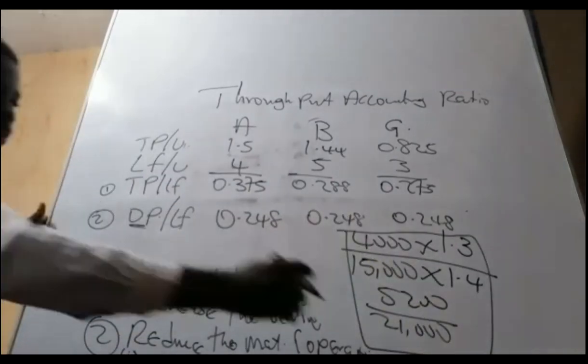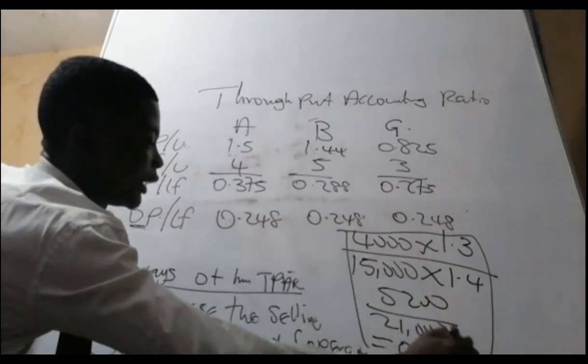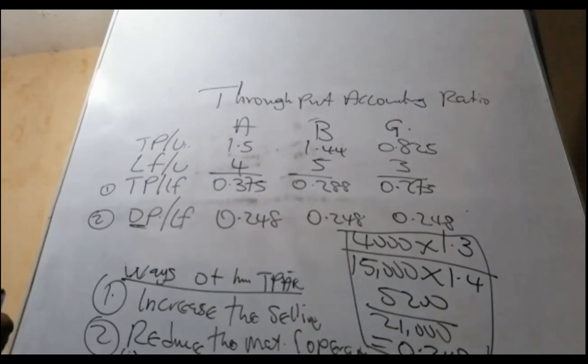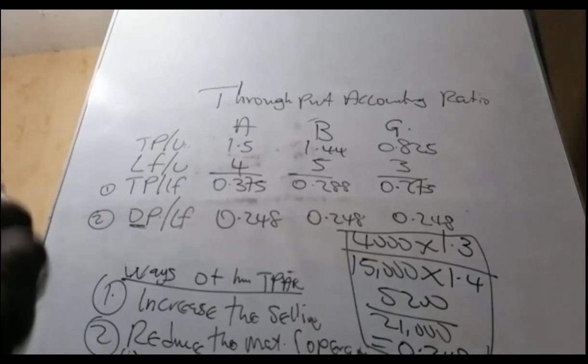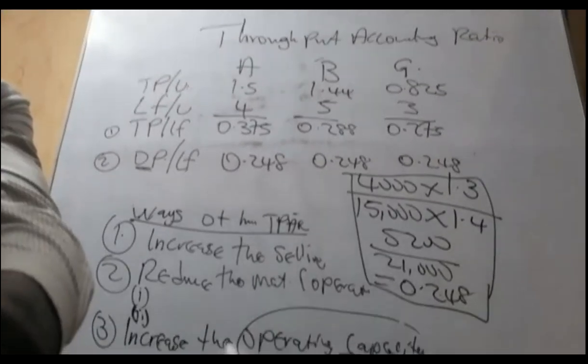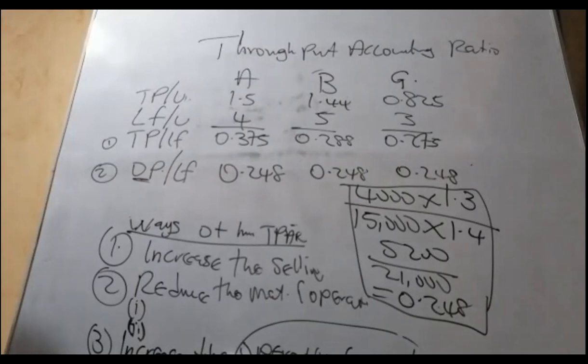I had 0.248. Agreed. 0.248. That part is not coming clear. So now let's go down. Okay now. Okay, so that's great. So kindly take that section and then let me take it off and calculate the throughput accounting ratio.